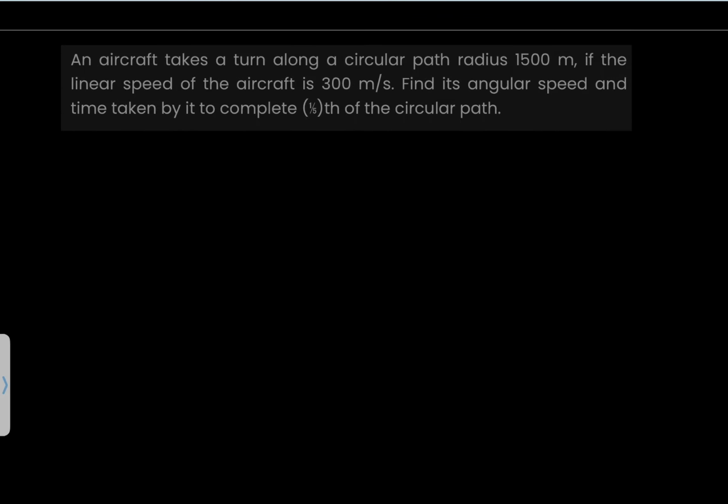Okay, an aircraft takes a turn along a circular path of radius 1500 meters. If the linear speed of the aircraft is 300 meters per second, find its angular speed and the time taken to complete 1/5 of the circular path. Very simple question. Let me write down the given data first. The radius r is 1500 meters, and the linear velocity v is given as 300 meters per second. Find its angular speed. He's asking us to calculate omega, and also what? He's asking us to calculate time.